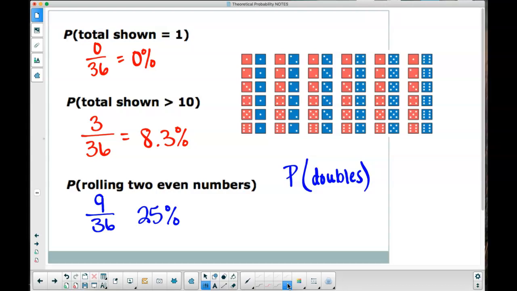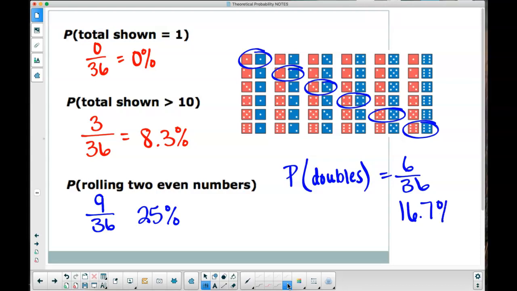Easy. 6 out of 36? 6 out of 36. There's 1, 2, 3, 4, 5, 6. So 6 out of 36, what percent is that? Go ahead, Caleb. 16.7%. Okay, questions there?